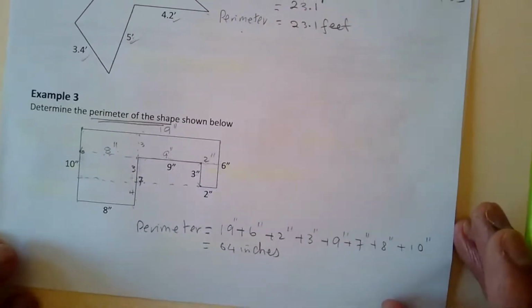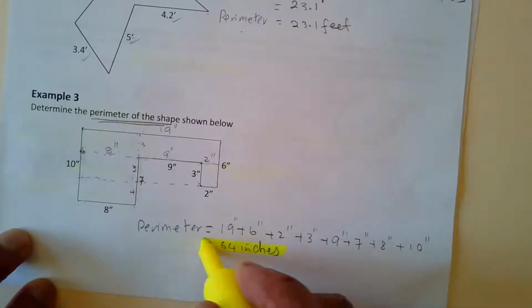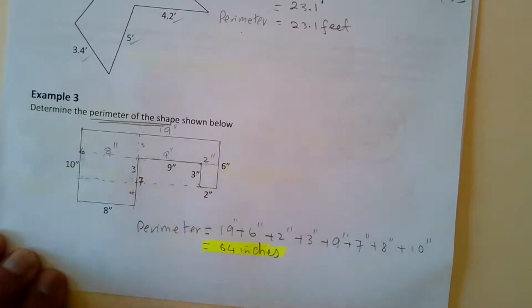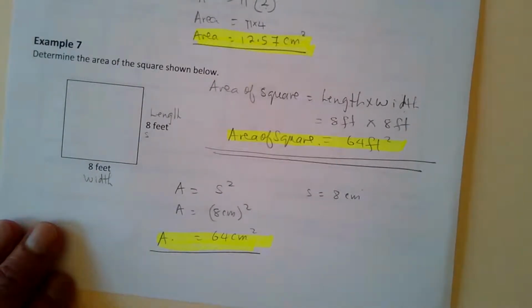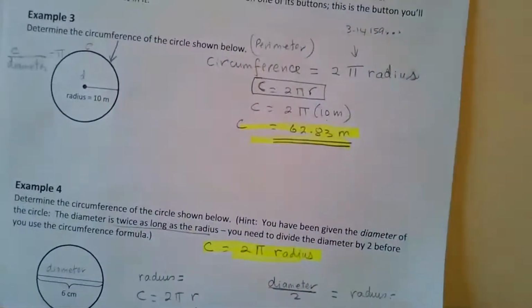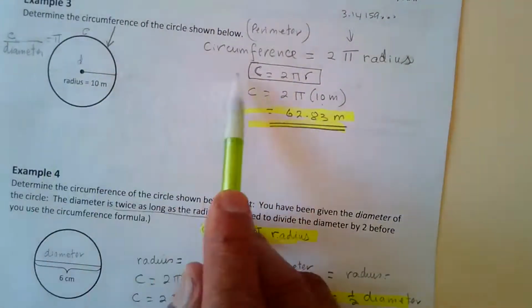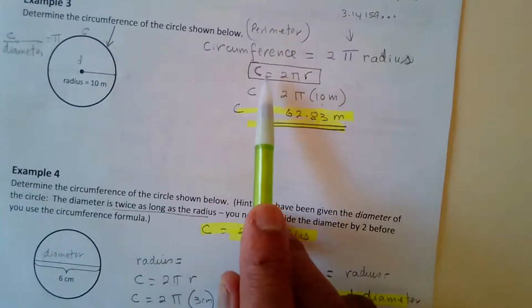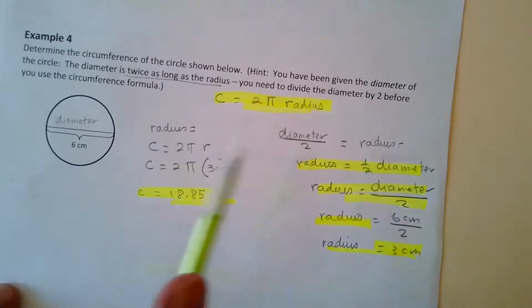The third one, we have an irregular shape in which some missing dimension was not given. So we had to section off part of it to determine the missing dimension. Then we looked at the perimeter of a circle, and we said the circle is unique because its perimeter is called a circumference, and the formula to find the circumference is 2 times pi times the radius. And we discovered that the diameter is twice the radius.